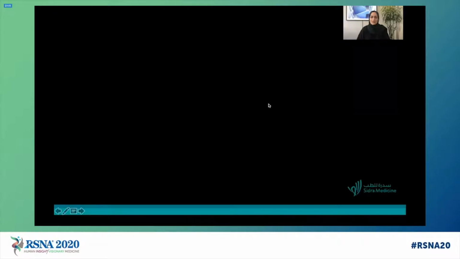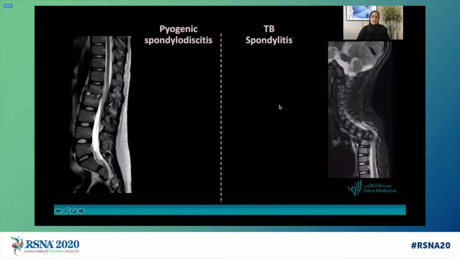Now, a common question that examiners like to ask is, why is it TB spondylitis and not pyogenic? So we have here a companion case, which is a case of pyogenic spondylodiscitis or discitis, and this is the same patient on follow-up with very exaggerated gibbous deformity. You'll note that pyogenic spondylodiscitis usually has small or maybe even no paraspinal or intraspinal abscesses, whereas our case of TB spondylitis had a very large paraspinal abscess with an intraspinal component.